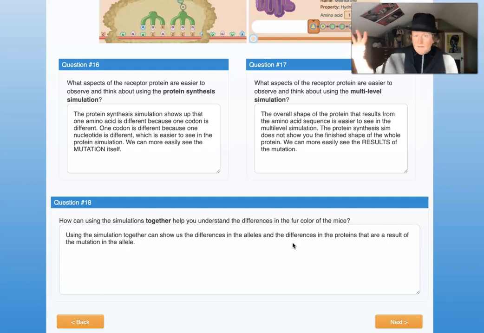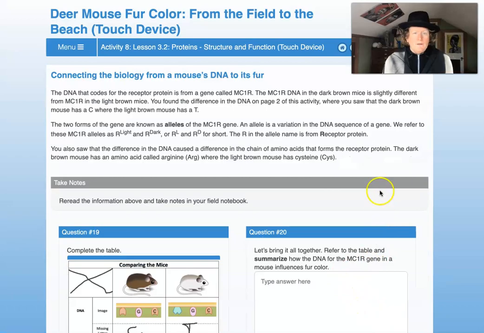So we can see the protein level, the difference in the shape of the protein in one simulation, and we can see up close the DNA level mutation. And you can write some additional information here about how we can understand differences in the color of the mice. What are those differences and how can we see them with these two simulations? All right, let's go to the next page. We're on page 5.